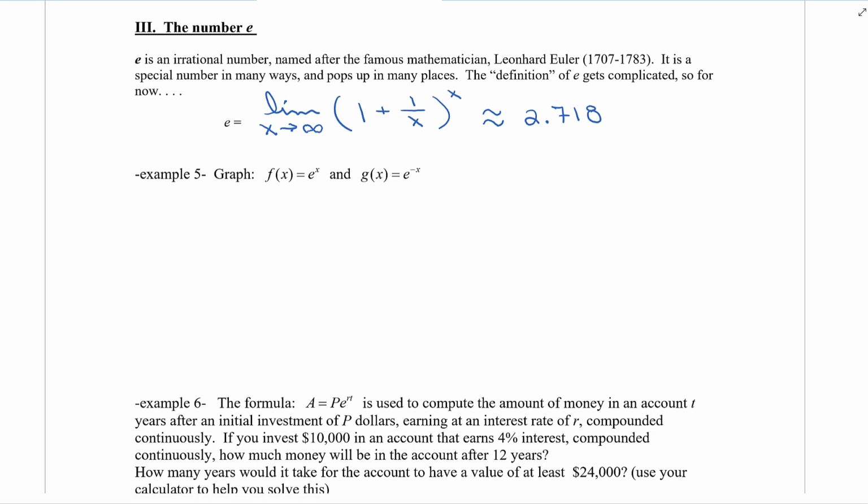2.718. Example 5. Graph f of x equals e raised to the x power and g of x equals e raised to the negative x power. So I have rewritten down the function f of x equals e raised to the x.